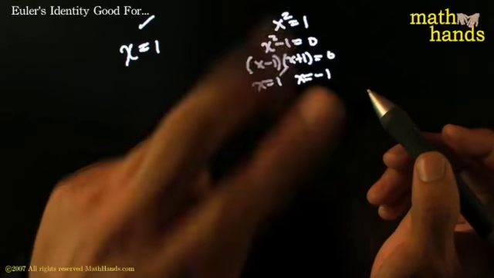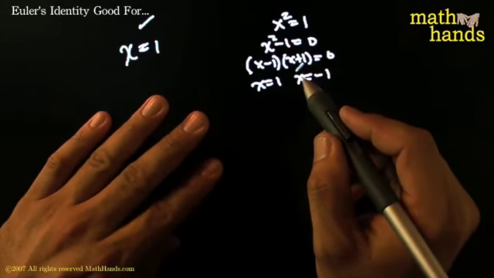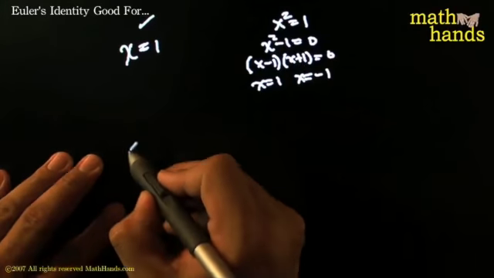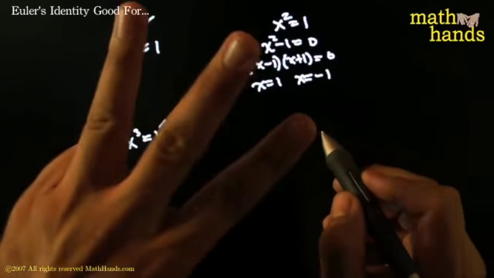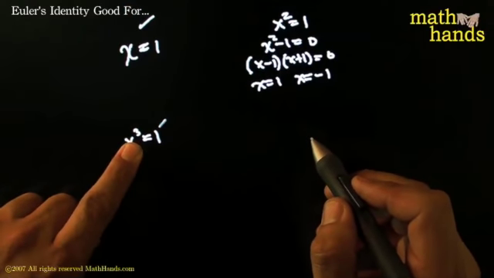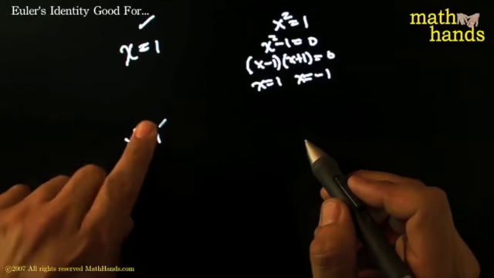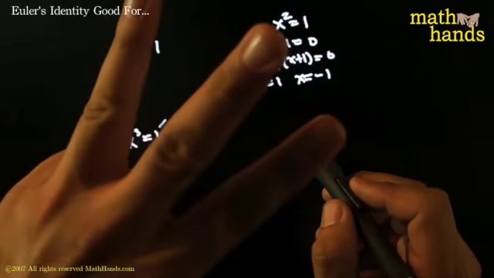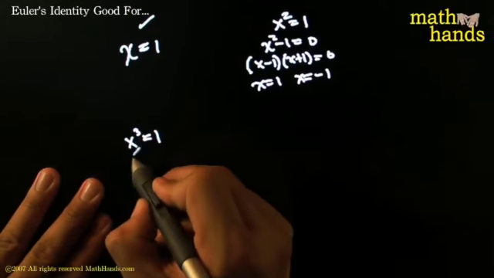This is a polynomial equation of degree 2. The number of solutions is equal to the degree. This is degree 2, so there are exactly 2 solutions to this polynomial equation. It generalizes that. It says if the polynomial equation was degree 3, there would be exactly 3 solutions. If it was degree 4, there would be exactly 4 solutions, and so on and so forth.